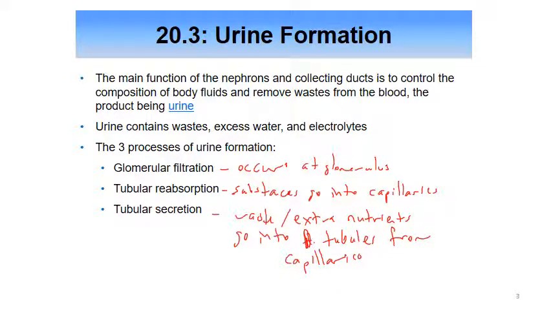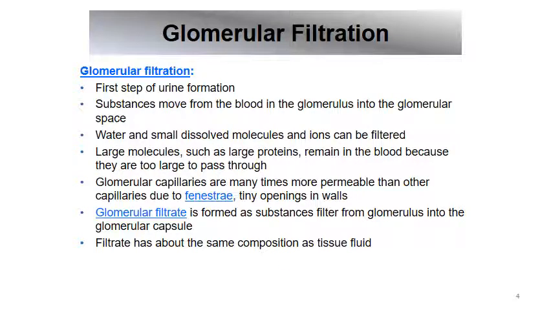Okay, so now let's look at how this is actually happening. Well, we're going to start with the filtration first. So glomerular filtration, the first step in urine formation. Again, here it's saying substances move from the blood in the glomerulus and into the glomerular space first. So it's that space in the corpuscle basically. Then the fluid and the substances will go into the proximal convoluted tubule. And so here it says water, small dissolved molecules are able to get filtered, but large molecules, large proteins, they remain in the glomerulus, and then they're going to continue out the afferent arterioles.